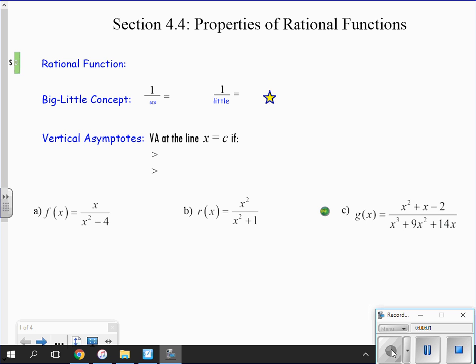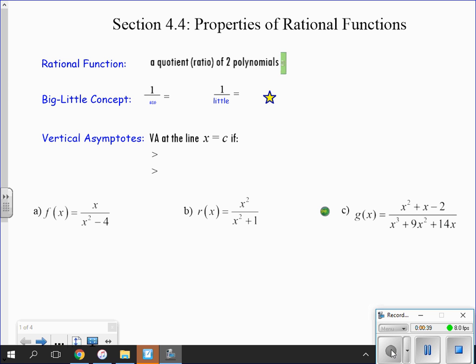Section 4.4, properties of rational functions. A rational function is a quotient, or ratio, of two polynomials. You get a fraction with a polynomial in the numerator and a polynomial in the denominator. So all the rules about polynomials apply to the numerator and denominator individually.